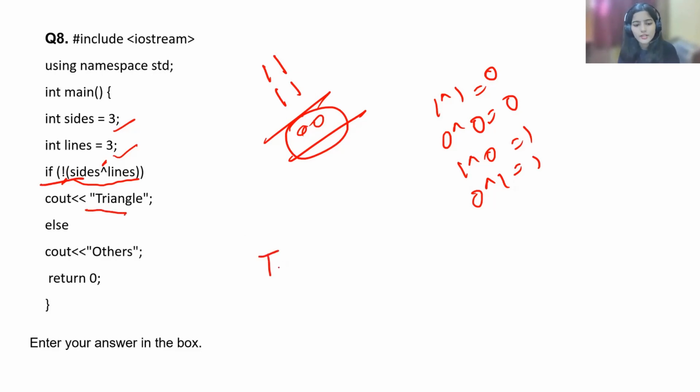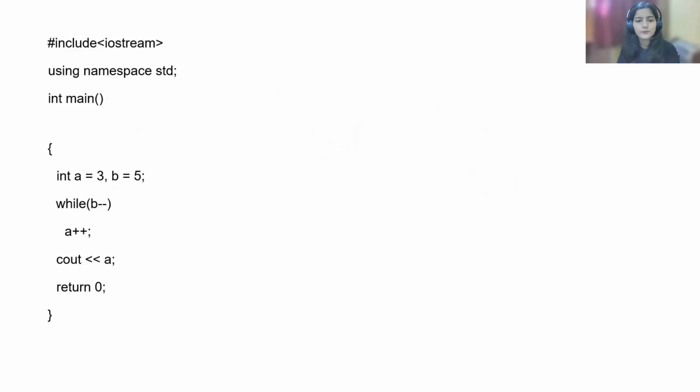So in the block or in the box that you'll be having there, you have to simply write triangle. So triangle will be the correct answer. Let's move to our next question now.